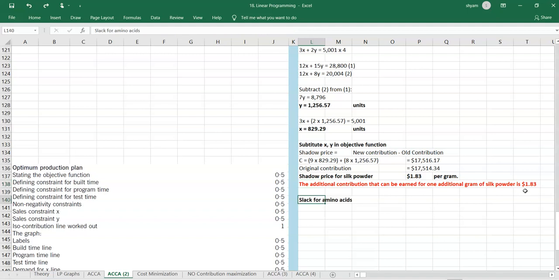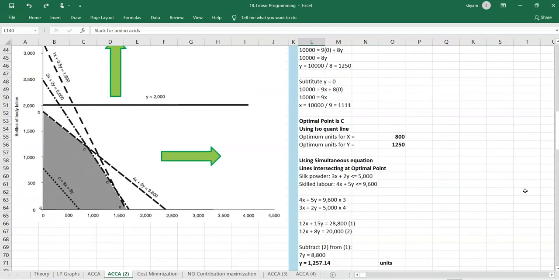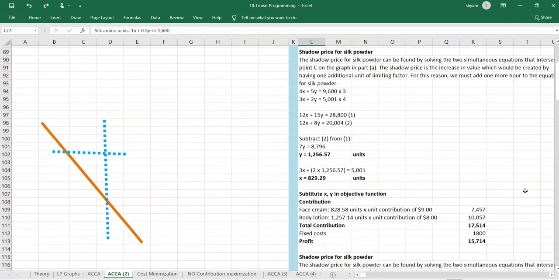Okay, let's find out the slack for amino acid. Amino acid will have a slack because it is not in the optimal point. The line is not crossing the optimal point. So let's get that. So how do you get that? It's very simple. First get the amino acid formula or equation for that. It was here: 1x plus 0.5y less than or equal to 1600.